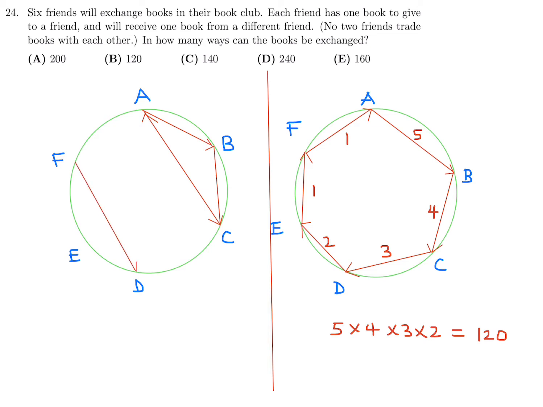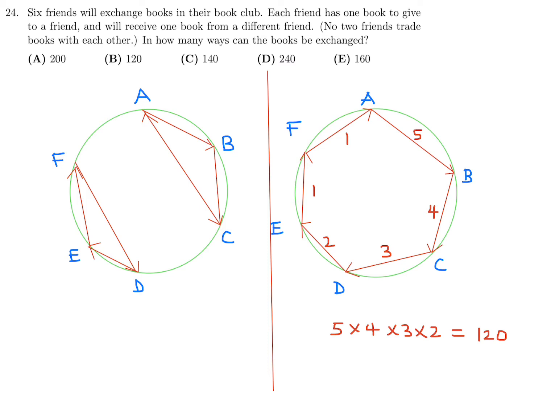Similarly, F gives a book to D. And then D gives a book to E. And then E gives a book to F. That is another scenario. Perfectly legitimate. Now we have to count up the number of cases. A is going to B. A is giving a book to B. That's how I've drawn it. But he could have also given a book to C, or D, or E, or F.